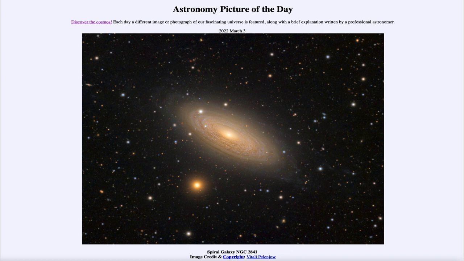So we see some differences here in looking again at one of these spiral galaxies. This image was taken over 32 different nights over the course of about a couple of months, between November of 2021 and January of 2022. So a number of images were put together to give us far more detail than we can possibly see in one single image. So that was our picture of the day for March 3rd of 2022.